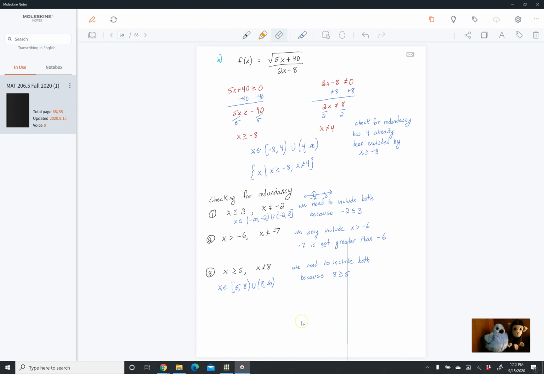Okay, and that's it. So this is still domain. There are 5 different things: radical in the numerator, radical in the denominator, only a denominator with no radical, only a radical with no denominator, or no radical and no denominator, which is the only case where the domain is all real numbers. That's it.